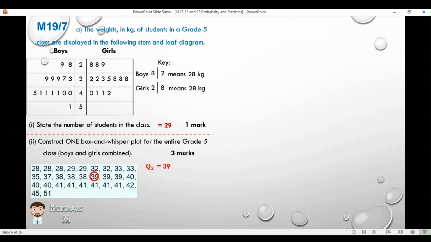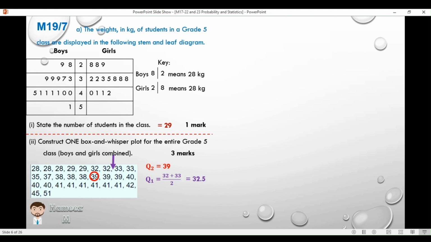And if we count it out, 28, 28, 28, 29, 29, that's 5, 32, 32, that's 7, and 33 is 8. As such, Q1, the first quartile, or the 25th percentile, falls between 32 and 33, between the 7th and 8th terms. So we can write that Q1 would be the average of that. 32 plus 33 divided by 2. And if we work that out, 32 plus 33 is 65. 2 into 65 is 32.5. So that's the first quartile.